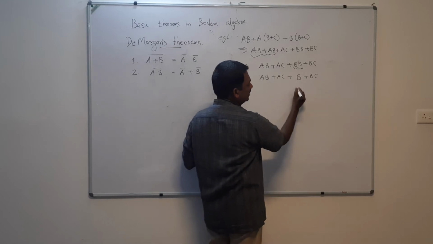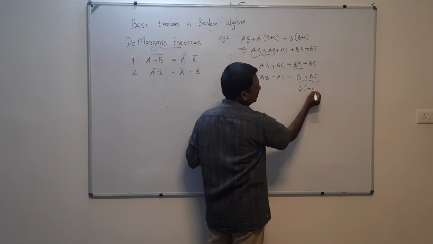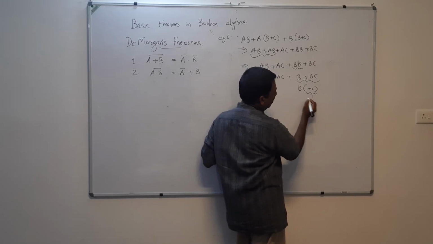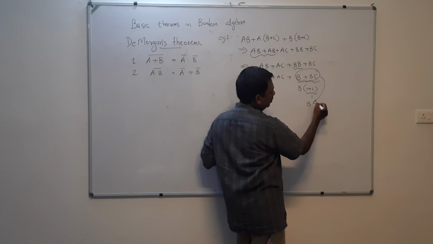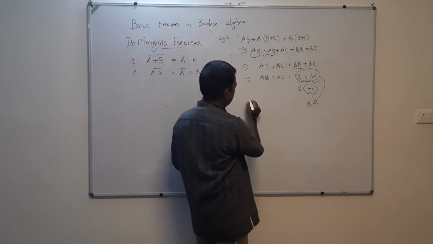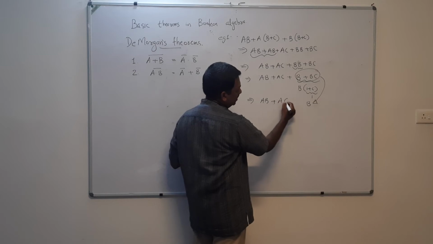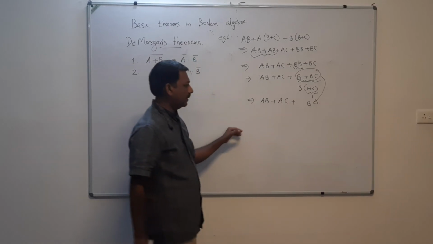Now B plus BC can be replaced by B into 1 plus C. 1 plus C can be reduced to 1. That means B into 1 is B. That means B plus BC is reduced to B. Now this becomes AB plus AC plus B.